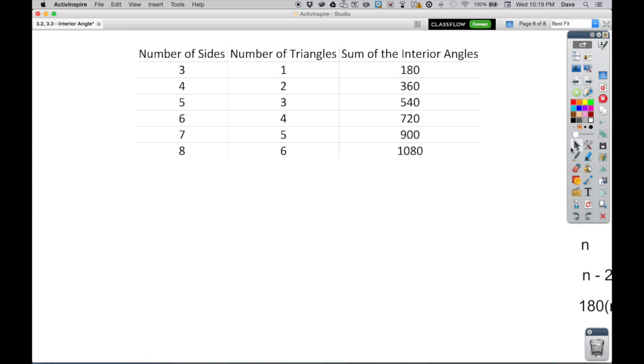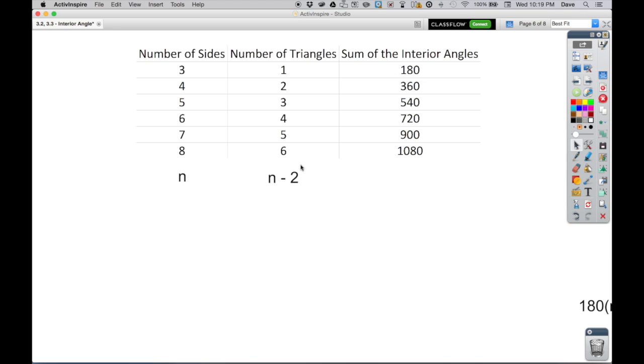So what we developed was this pattern. Let's say we call the number of sides n. N number of sides, any shape, 10, 100, whatever. The number of triangles in that shape is always 2 less than the number of sides. 3 minus 2 is 1. 4 minus 2 is 2. 5 minus 2 is 3. 8 minus 2 is 6, so on and so forth. So we could describe the number of triangles inside a shape as the number of sides minus 2.